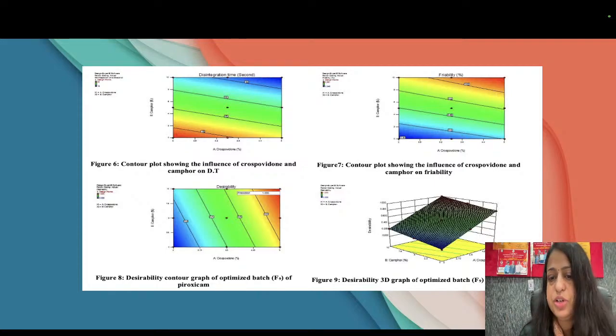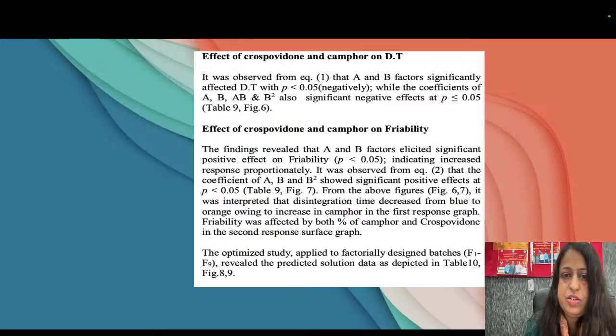The next graph is your 3D graph. It is showing again the desirability graph, where it is showing the amount of this cross povidone and camphor. That point is showing the concentration of both of these independent variables, and the responses are on the desirability nearer to 1, right? So this is the 3D graph.